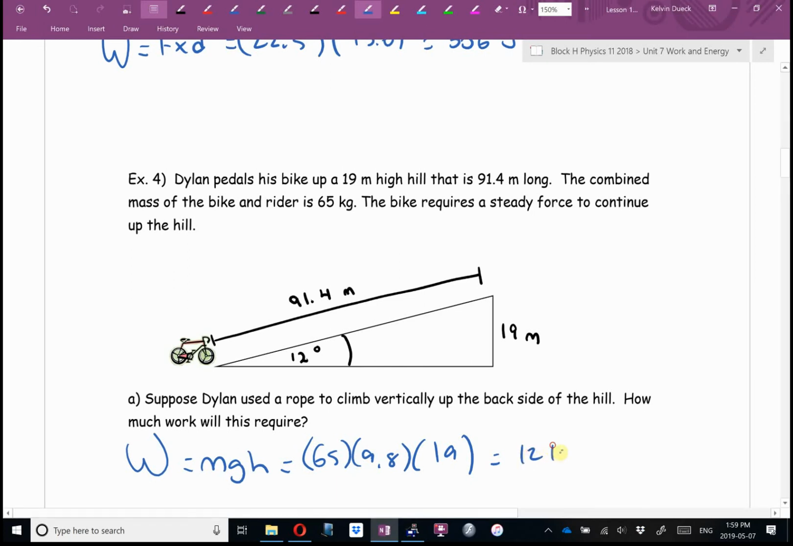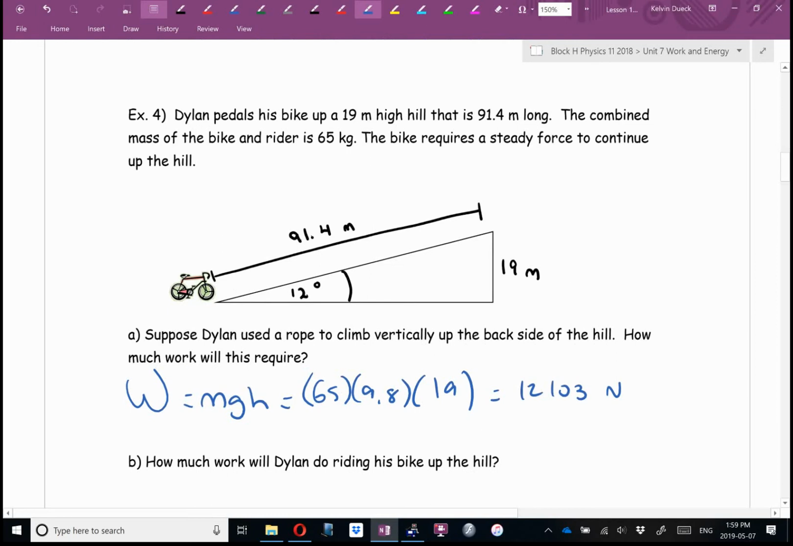12,103 newtons. By the way, the only way he can do this is if he's capable of pulling up with mg. Yeah, newtons, joules, Mr. Dueck, joules. Thank you, Abby. The only way that Dylan can do this is if he's capable with his hands of exerting mg. Can you quickly calculate mg? What is 65 times 9.8?